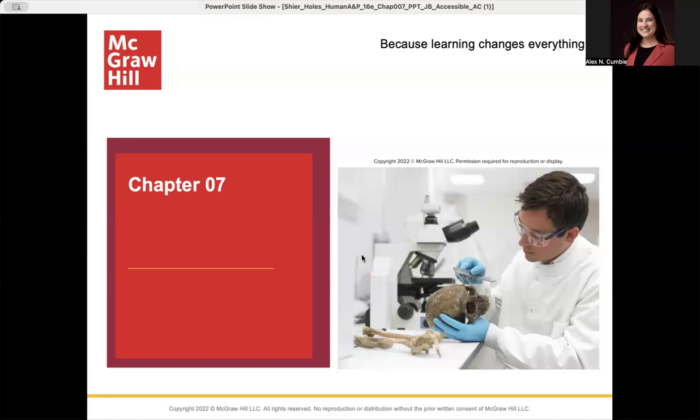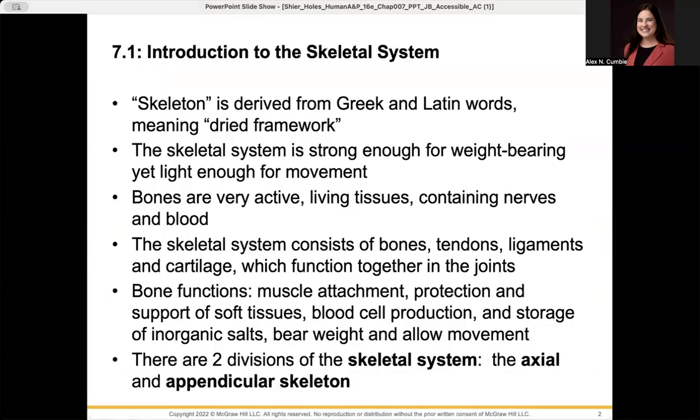Chapter 7 is going over the skeletal system. So, first, to just give a little bit of an intro. Again, coming from Greek and Latin, we derive a lot of our different words for anatomy and physiology, skeleton being one of them, which means a dried framework. And the skeleton really is the framework of the body.